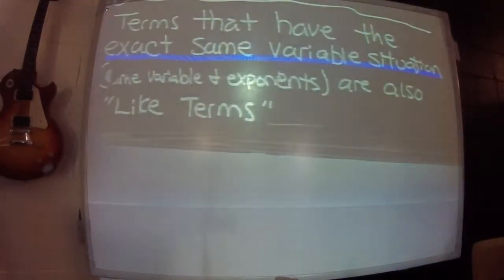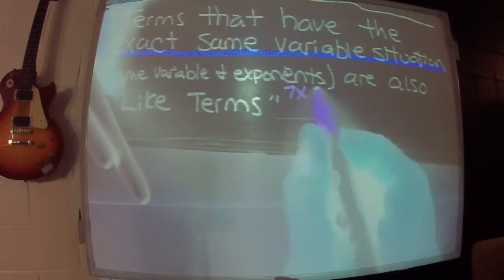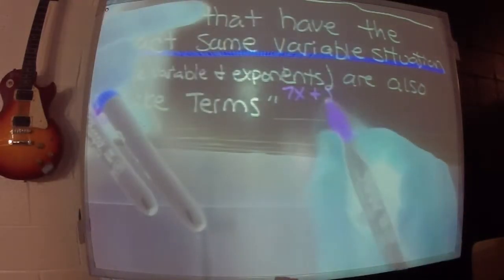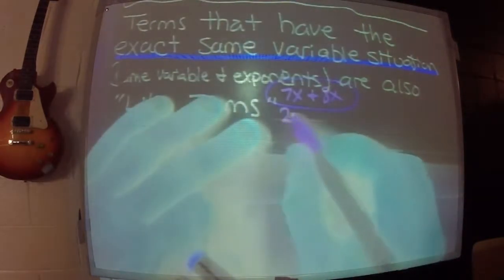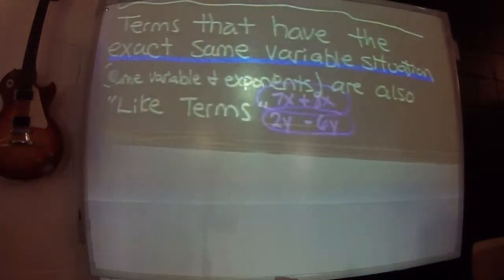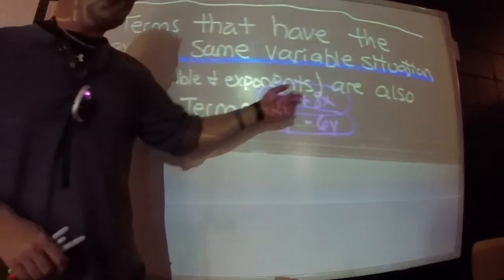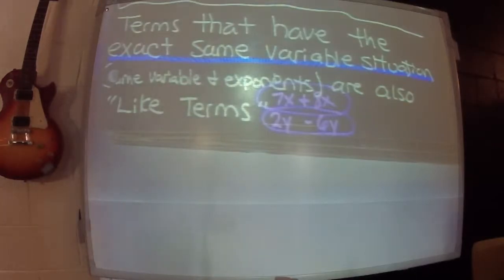Other terms that have variables, if they have the exact same variable situation, they're like terms. What I mean by that is if you have 7x, it has to go with another x. So 7x and give me something else that has an x. 8x. 7x and 8x would go together. If I had 2y and -6y, those would go together. But those are obvious because they're both just x's or y's.